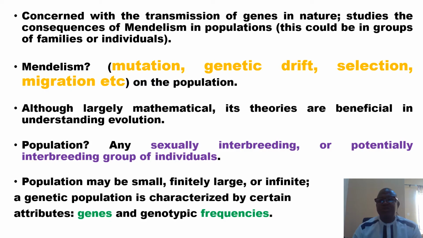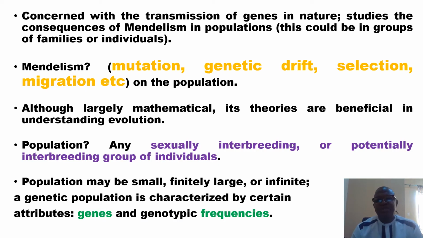So what is population genetics concerned with? Population genetics is concerned with the transmission of genes in nature, and it studies the consequences of Mendelism in populations. This could be in groups of families or in individuals. What do we mean by Mendelism? In this case, we are looking at the effect of mutation, genetic drift, selection, migration, and others on the population.